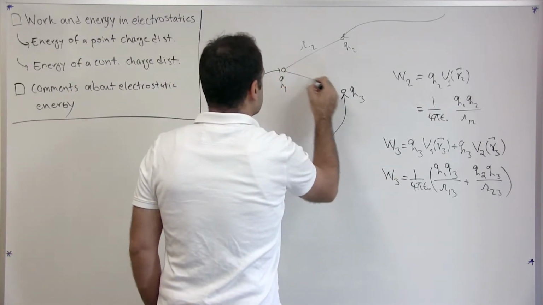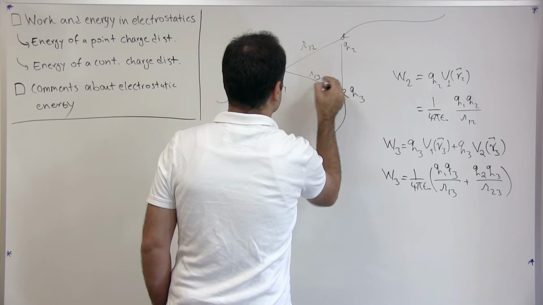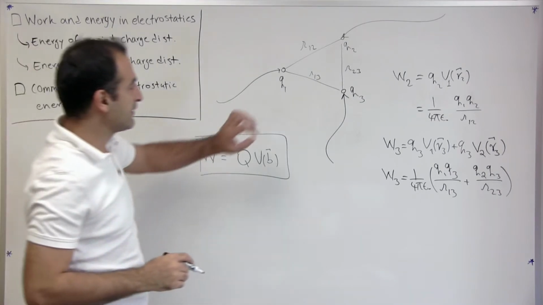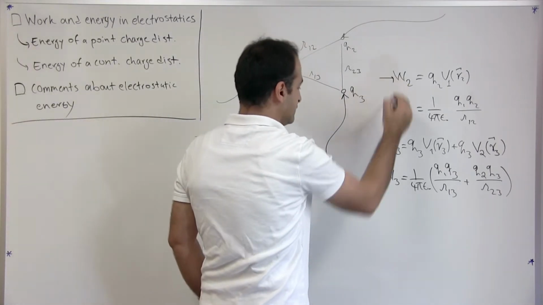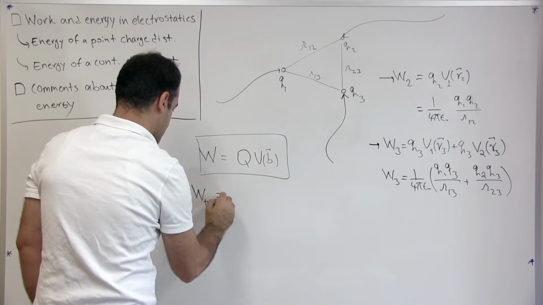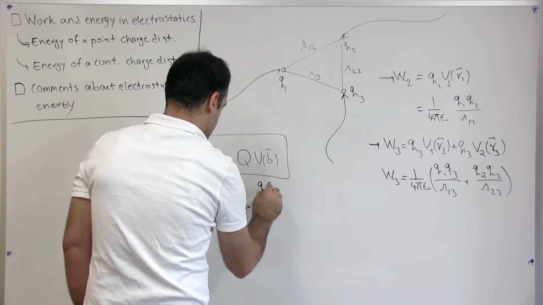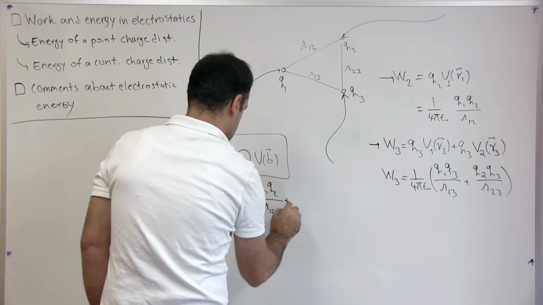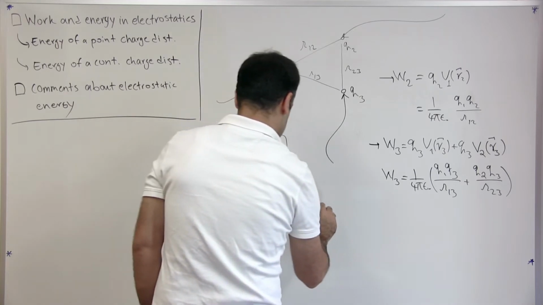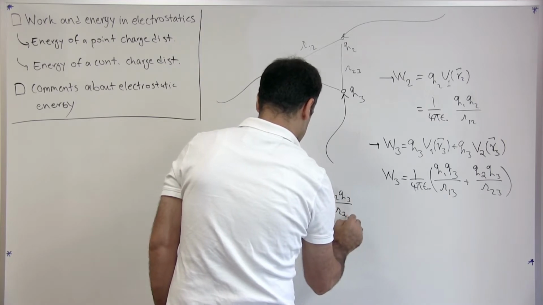So if you want to have only this collection of three particles, 3 point charges, by the way, this is R13 and this is R23, okay? If you want to have this collection, the total energy is W2 plus W3. If you write it, it's going to have the form of W total. It's going to be 1 over 4 pi epsilon 0, Q1 Q2 divided by R12 plus Q1 Q3 divided by R13 plus Q2 Q3 divided by R23.